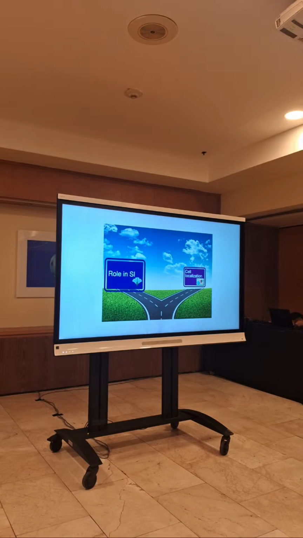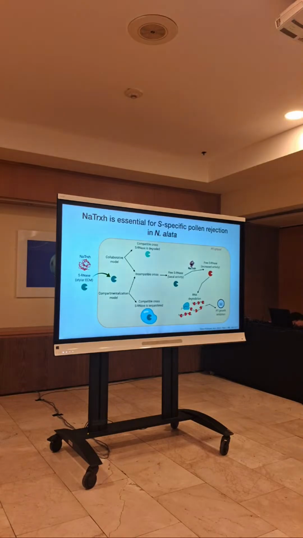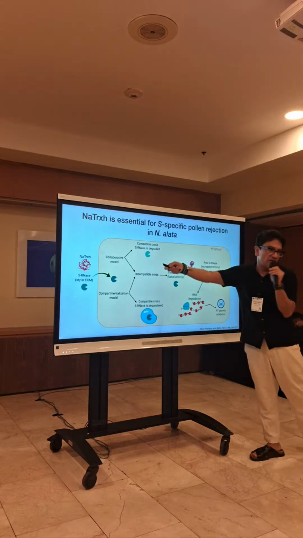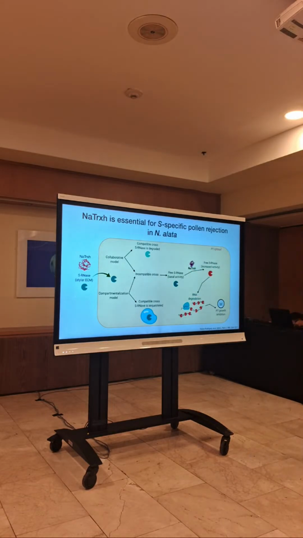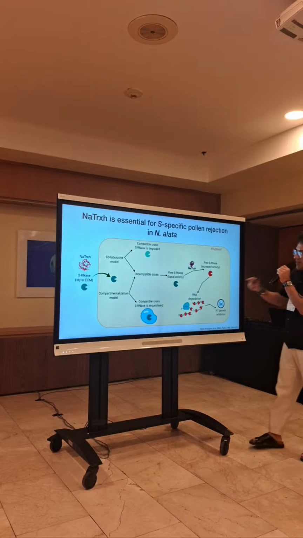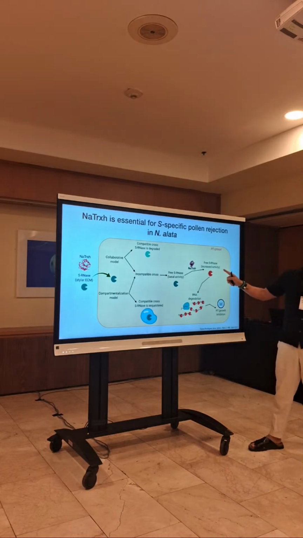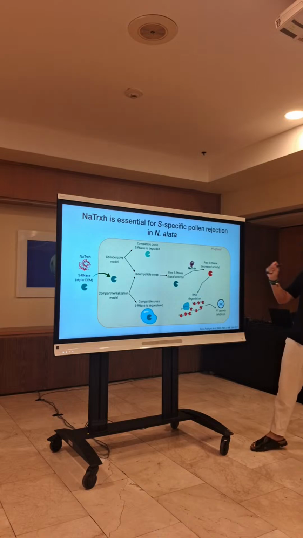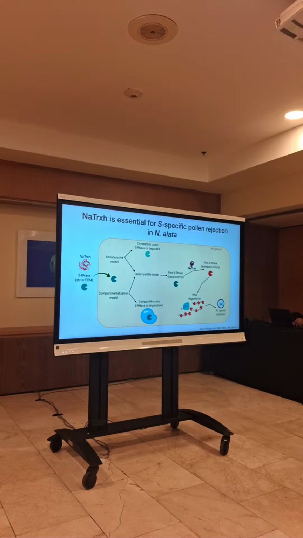So just about the role, I'm going to say this. As I told you, S-RNases, but also NHRXH, which are in the style, are incorporated into the pollen tube. So for pollen rejection, it is needed that the S-RNase is reduced by the NHRXH. It happens in only one disulfide of this enzyme, and the result is that the activity of ribonuclease increases 7 times. Without this increase, there is no pollen rejection. That's the role of NHRXH, the biochemical role.